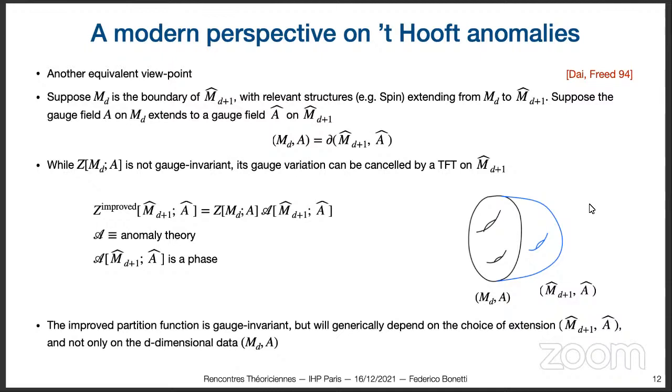Sometimes in condensed matter, the bulk is physical, and we're perfectly happy with this picture. But usually in high energies, we think of this D+1 space as auxiliary.